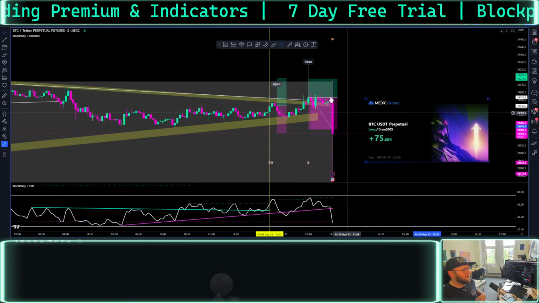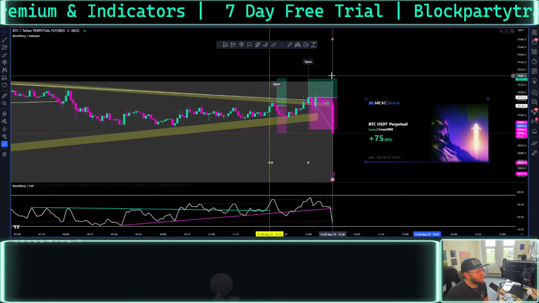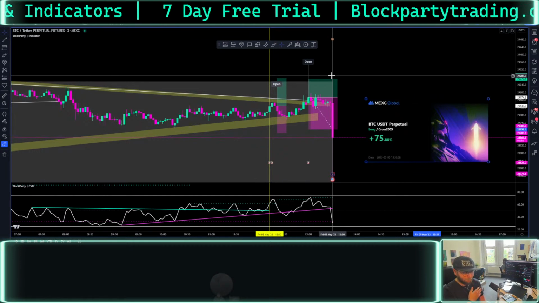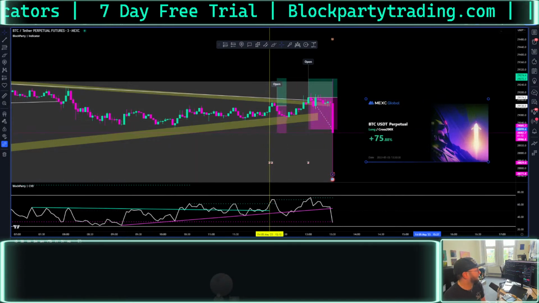See what I mean though? This volatility is absolutely insane. Had that gone the other way, I could have been stopped out. In fact, I don't think I would have been. Maybe on this trade here, I would have been stopped out, but I wasn't.